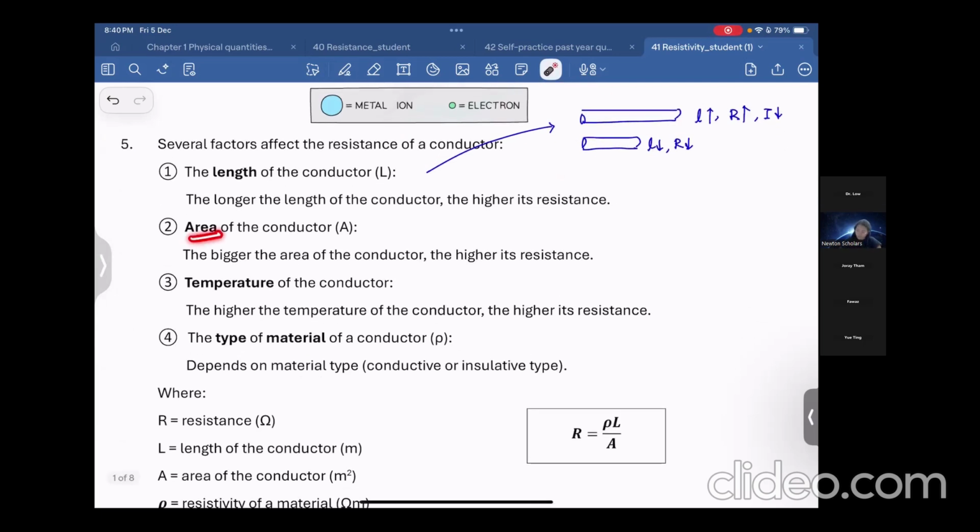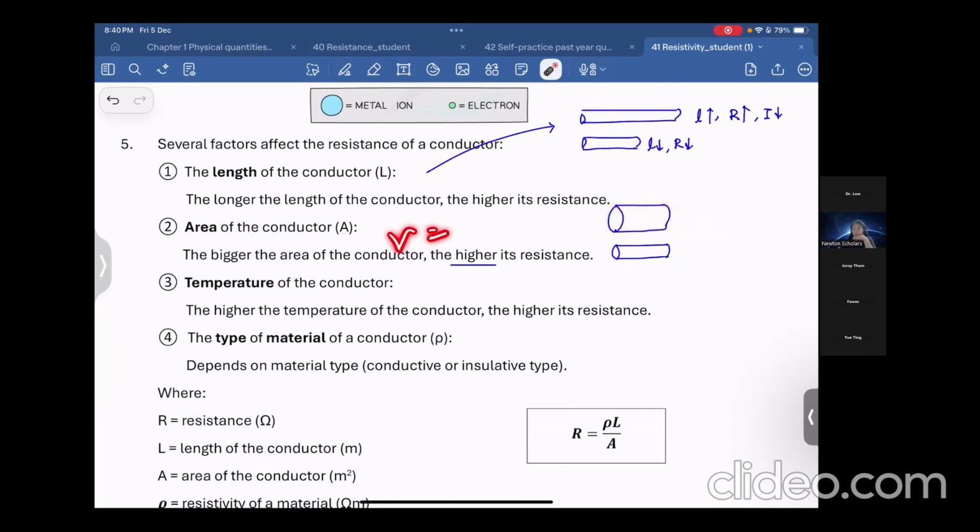Okay, area. My notes here have something wrong. The bigger the area. Let's say here the area is big. This is a small area, but the same length. Can you see that? If I compare the length, my area must be constant. If I compare the area, my length must be constant. I cannot have one change, the area change and the length also change. Then how do we compare?